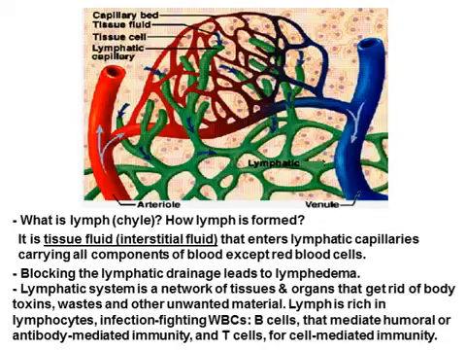This lymphatic system, as we have said before, is made of tissues and organs, and the main function is to protect the body, to get rid of toxins, waste, and other unwanted material. This lymph that's running in the lymphatic system is rich in lymphocytes. The lymphocytes are infection-fighting white blood cells. It has several types, for example, the B cells that mediate the humoral or antibody-mediated immunity, and the T cells for the cell-mediated immunity.